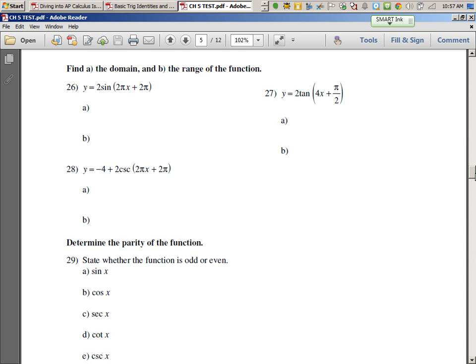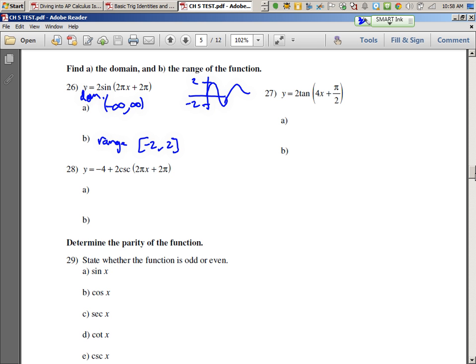Okay, find the domain and range of the function. So this is a sine wave. It has been vertically stretched. Oops, it's a cosine. It has been vertically stretched so that its amplitude is 2. So I think the range is going to be pretty easy to figure out. The range is basically negative 2 to positive 2. Most people got that right. Domain, this thing just goes on forever in both directions, so it's just all real numbers for domain.